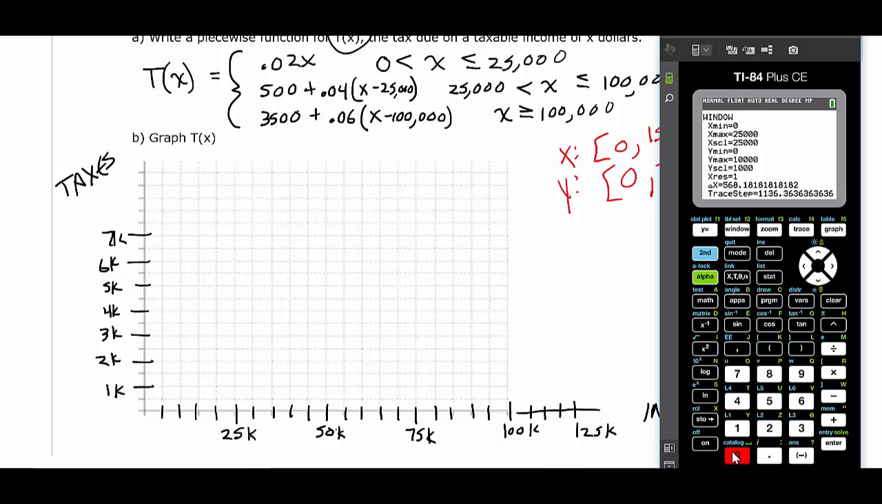Hey, how do you put that X in there? I'm sorry. Right here. See this button right here? The X,T,theta,n button. Right there. Okay, you got it.